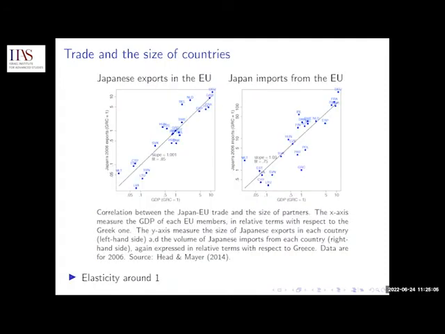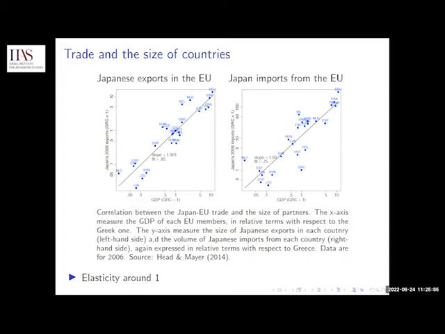Okay, so let me take 5 minutes to just illustrate this gravity equation. I'm sure you saw some related graphs before. These two graphs are meant to illustrate the impact of the size of countries on international trade. This is based on bilateral data between Japan and individual European countries, here on the export side, here on the import side. The countries are ranked according to their GDP, using Greece as a comparison point. And as you can see, there is a very strong fit between the value of exports or imports between Japan and a given European country and the size of this country. And the slope of this relationship is very close to 1.